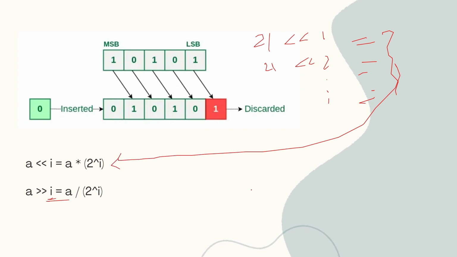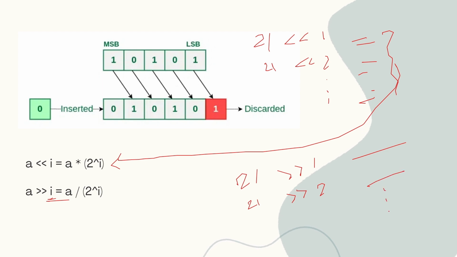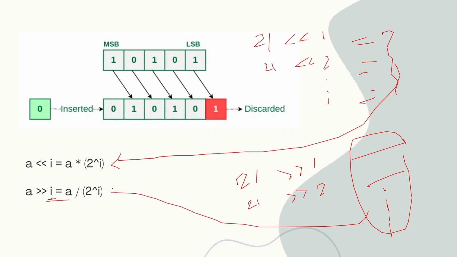Similarly for right shift also, like 21, do right shift 1 time and find the answer. 21, do right shift 2 times and find the answer. So do the same things. You'll again get a pattern here. Based on this pattern, you can derive this formula.